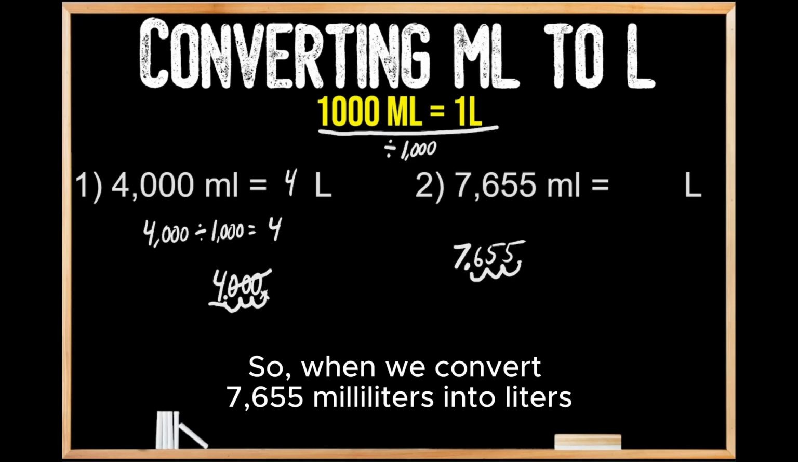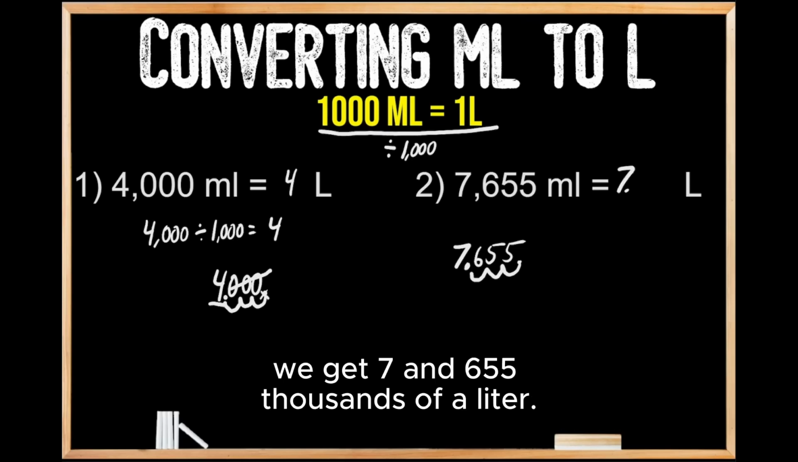So when we convert 7,655 milliliters into liters, we get 7 and 655 thousandths of a liter.